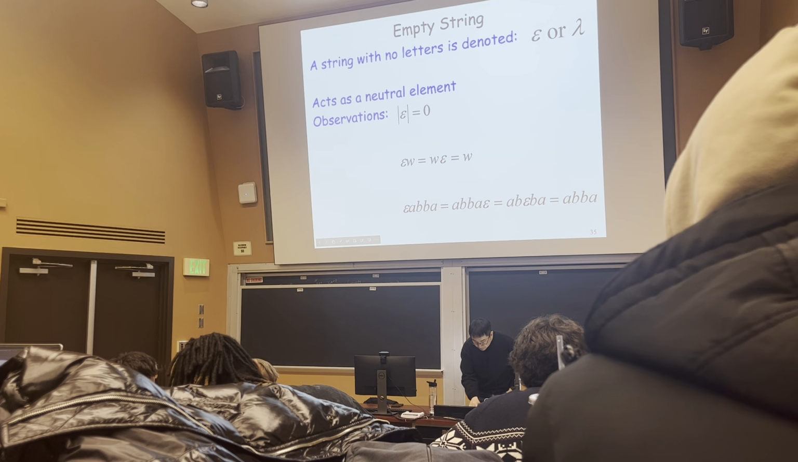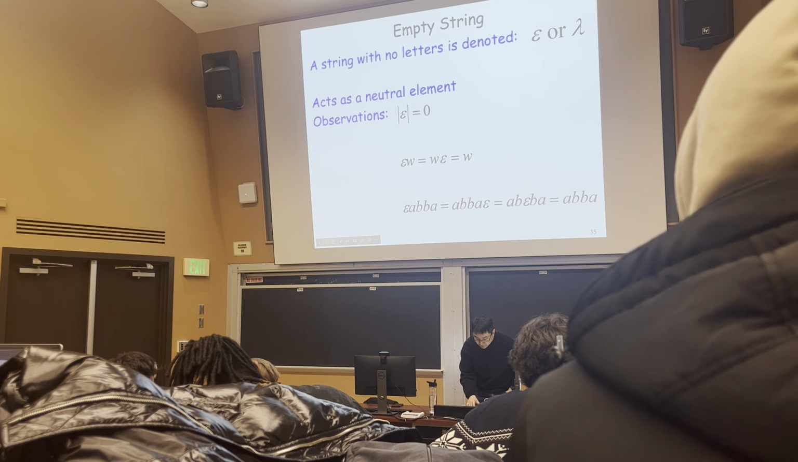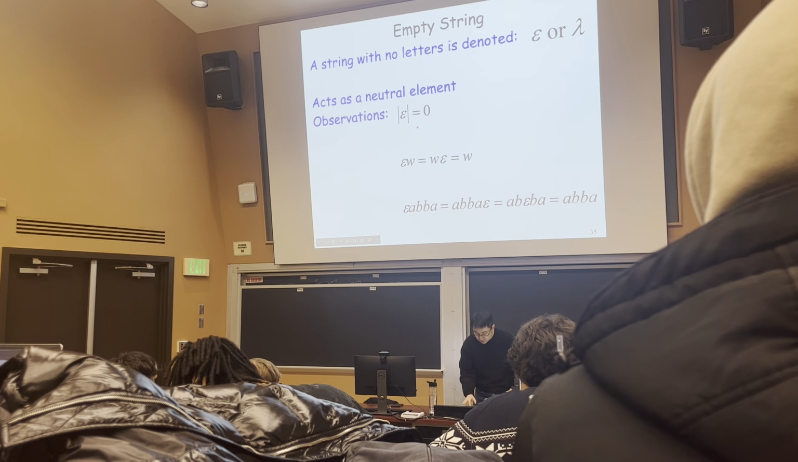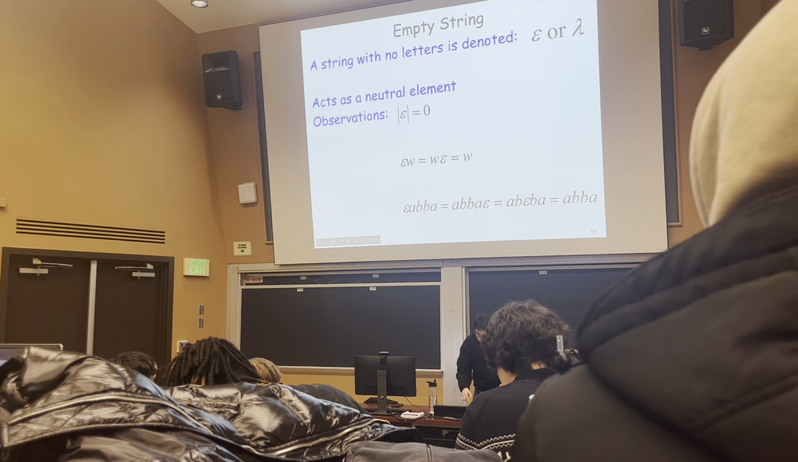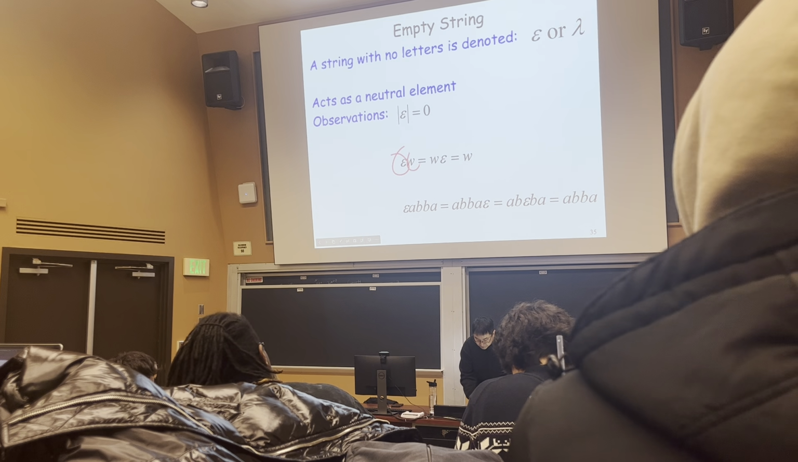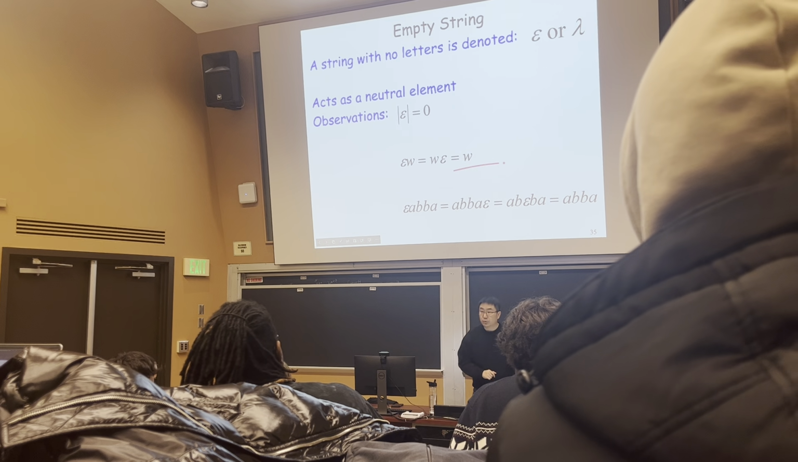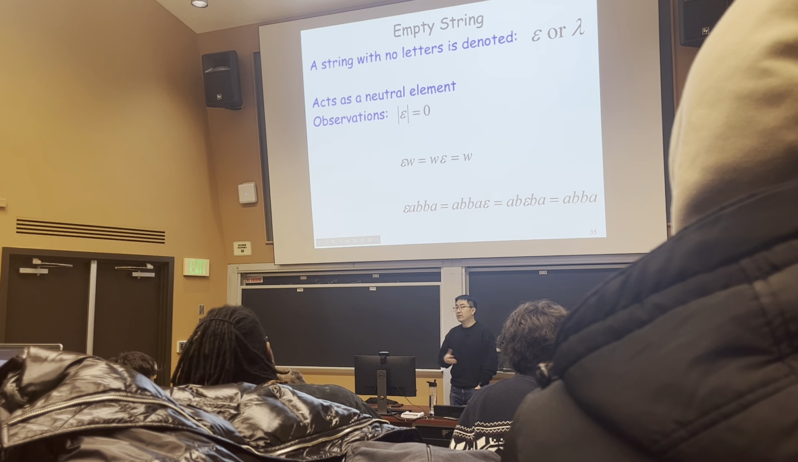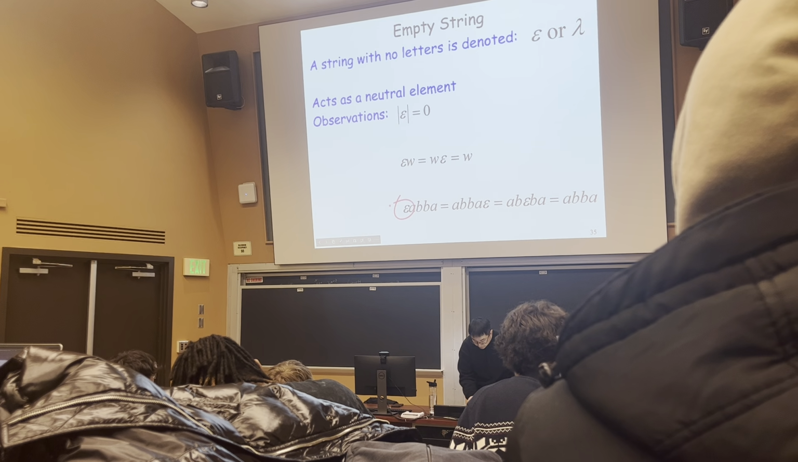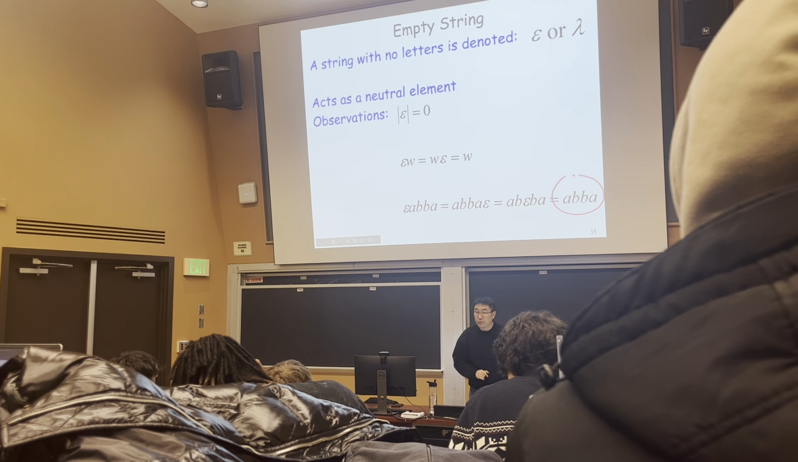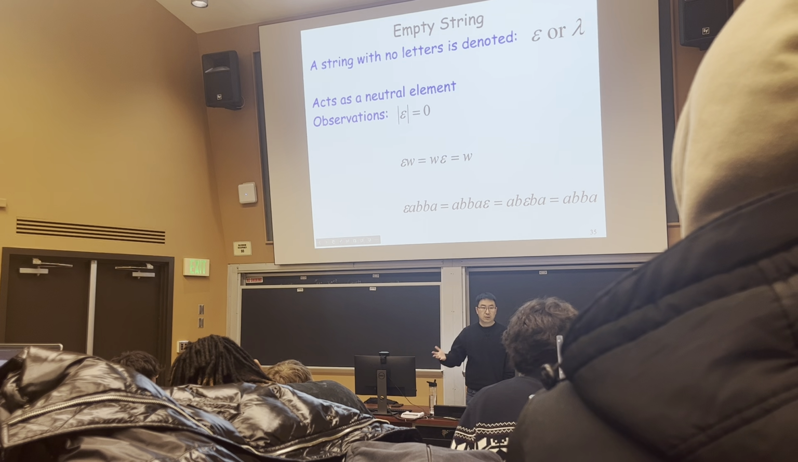So it acts as a neutral element. If a string is empty, then the length is 0, and you concatenate the empty string with W. The resulting string is the same as W. It doesn't add anything. The same story, empty followed by ABBA, the resulting string is ABBA. Straightforward.